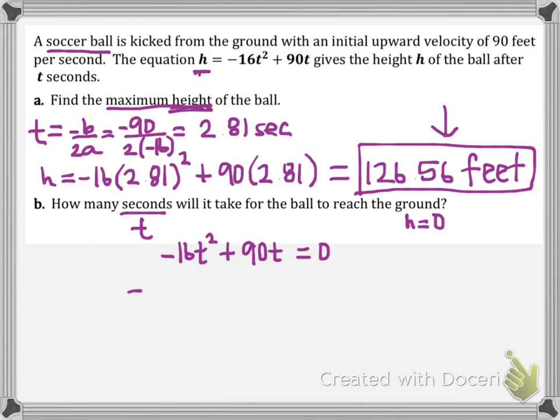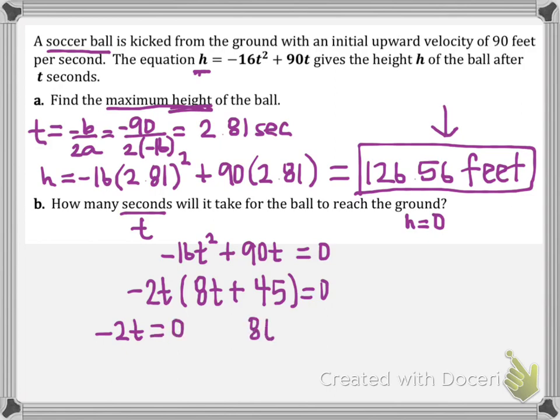Between negative 16 and 90, there would be a 2 in there as well, so negative 2t. So when I factor out that negative 2t, then I'll be left with an 8t plus a 45. Set both of those equal to 0, so negative 2t equals 0, and 8t plus 45 is equal to 0. So here t would be equal to 0, and over here, whoops, sorry, when I factored out that negative, that should turn into a negative there.